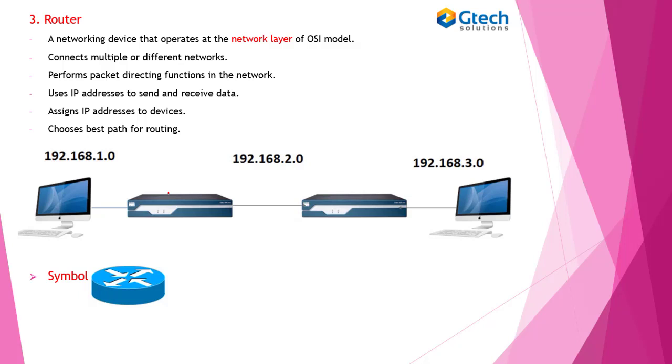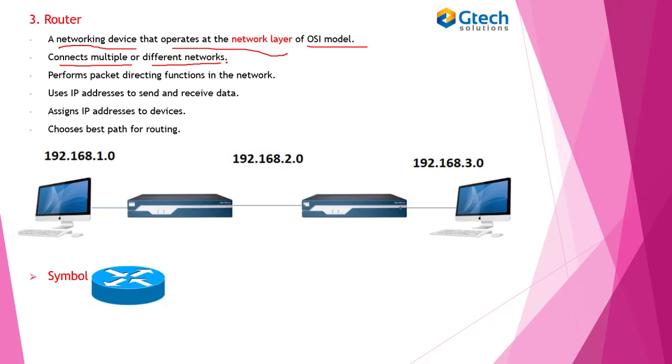Just like we have discussed what a switch is, a router is a networking device. All these devices are networking devices operating at the network layer of the OSI model. A router connects multiple or different networks. So how to explain a router? A router is a networking device operating at the network layer of the OSI model to connect multiple networks.